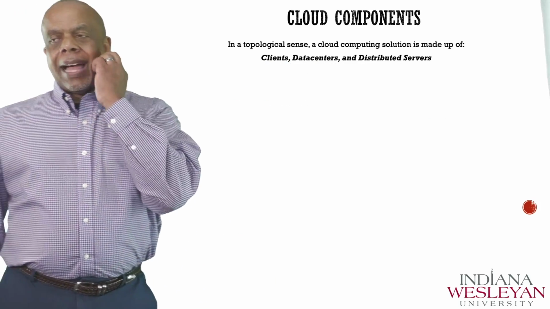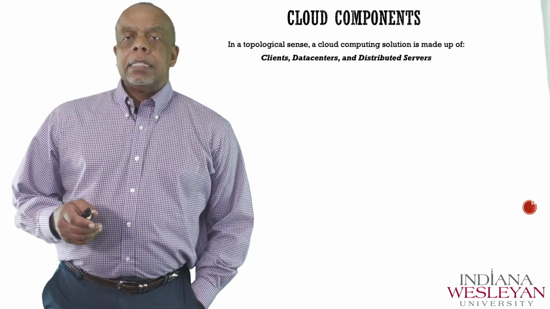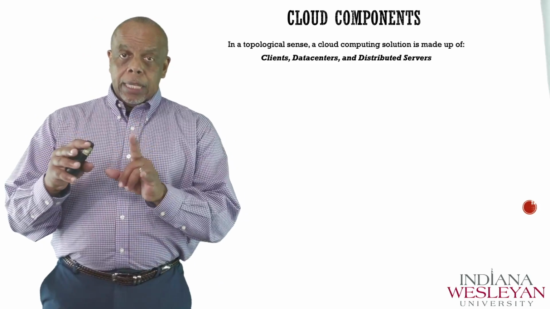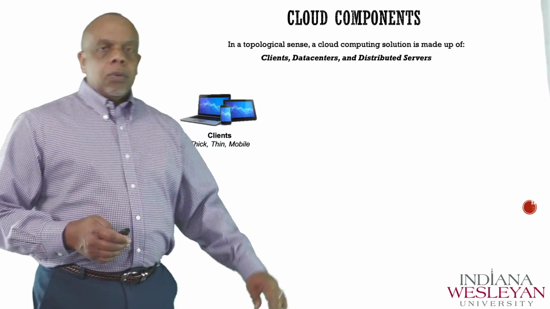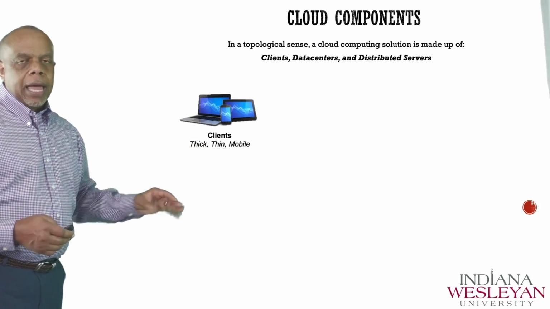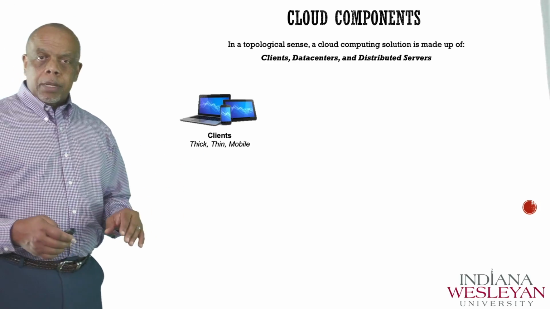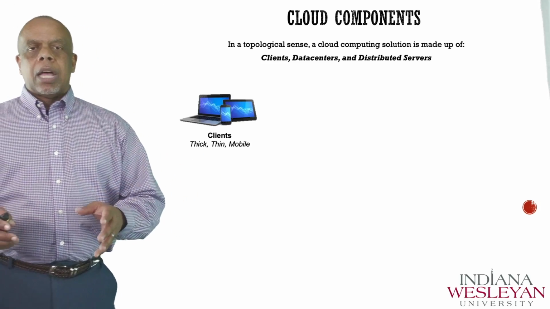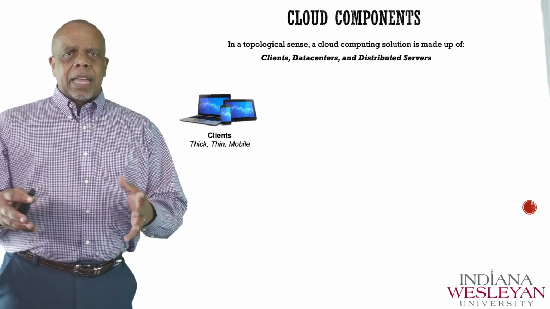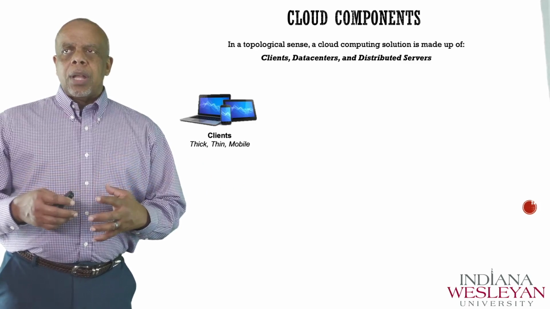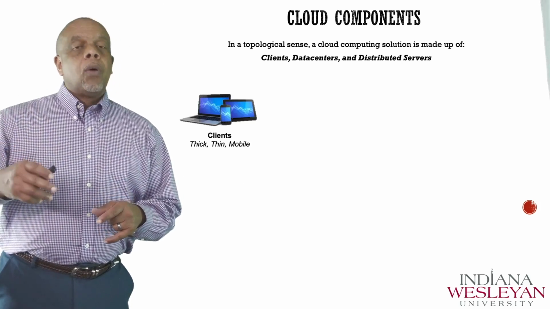Okay, so let's take a look at cloud components. What makes up the cloud? Really, it's pretty simple. It's only three components. It starts off with some type of client, and that client could be a thick, thin, or a mobile client. A thick client would be like your desktop computer at home, meaning that it's got its own operating system and everything else, and it also has a connection to the internet.